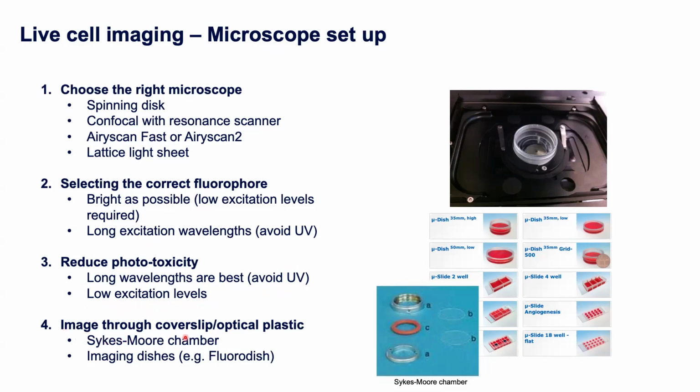The other thing that we want to try and do, and that goes back to the general guidelines, is we want to get the best quality image through a cover slip or optical plastic. So sometimes we use these Sykes-Moore chambers. These are metal contraptions. We've got a piece here which we can put our cover slip into. There's a silicone gasket which we can then clamp down and put media in on top. The benefit of this is it's autoclavable. You can reuse it and sterilize it.